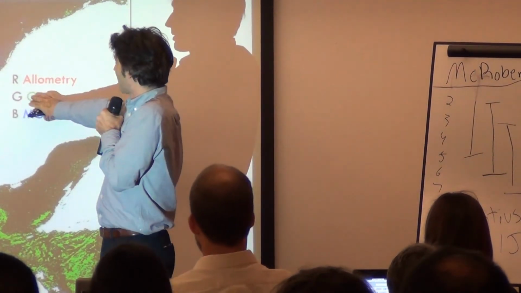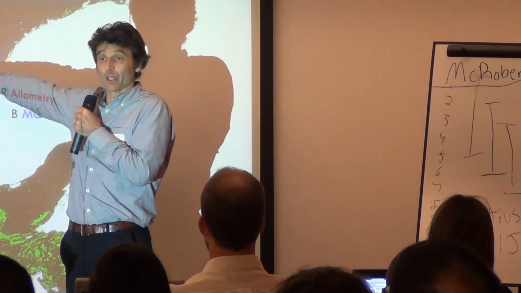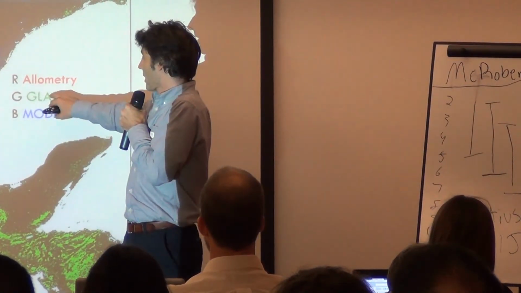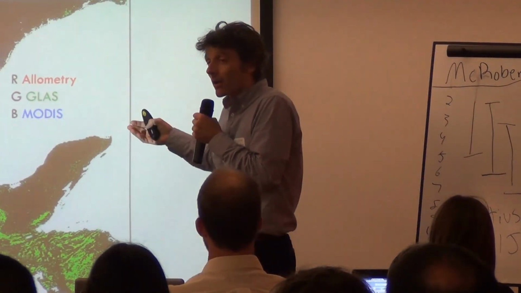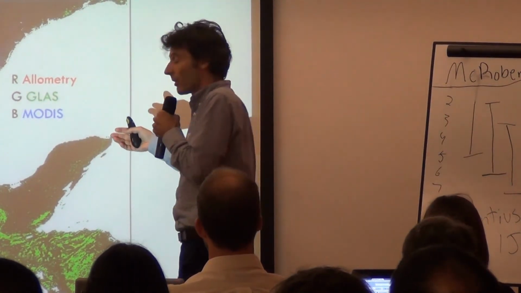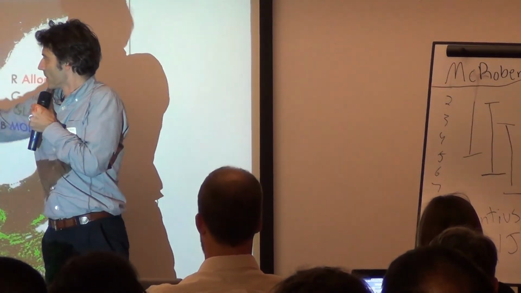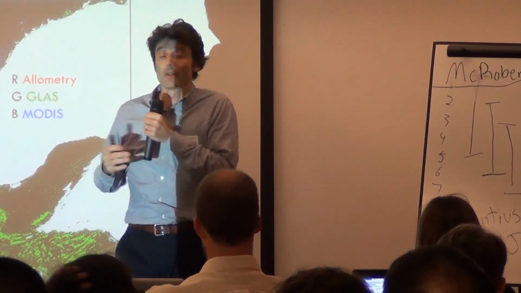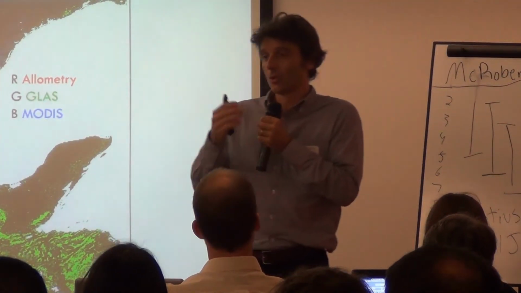What we see is that there is a significant error from GLAS, all the green, right? So the error from GLAS is dominating all the other errors. That is because it's showing up in green. And then we have some places that are bluish, is blue, and that is where the error associated with the MODIS estimate is dominating.